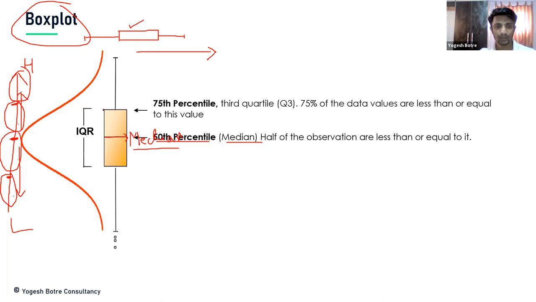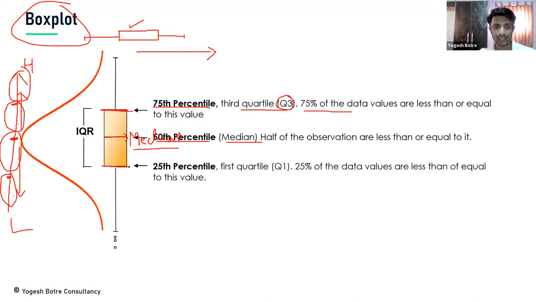The line next to that 50th percentile, above it, is called the 75th percentile. This is also called quartile 3, Q3. We can say that up to this line, we have 75% of the data points, this 25, this 25, and this 25. Then there is the 25th percentile, which means we have 25% of the data points up to this line or this value. Let's put some values. Let's say this is 10, let's say this is 20, 30, 40, and let's say this is 50.